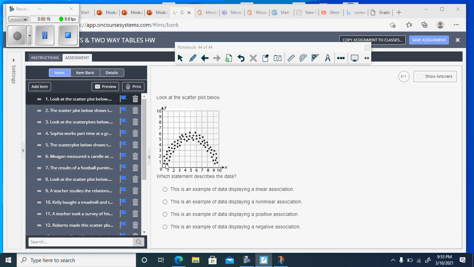No, it's not linear because it doesn't fit a line, does it? This is an example of this data displaying a nonlinear association. This is true because what you would see is basically a curve here. Is it a positive association? No, because here it's positive and here it's negative. This is an example of data displaying a negative association. Well, this part would be negative because it's going down here, but the key is it's nonlinear.